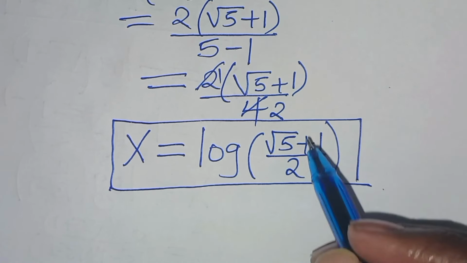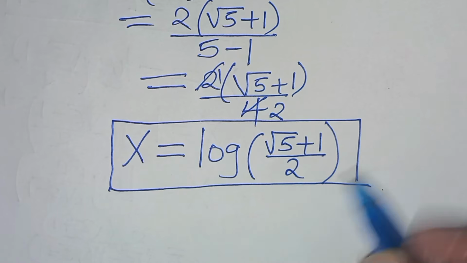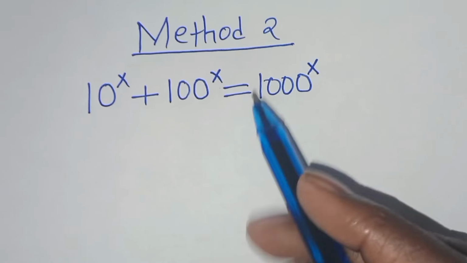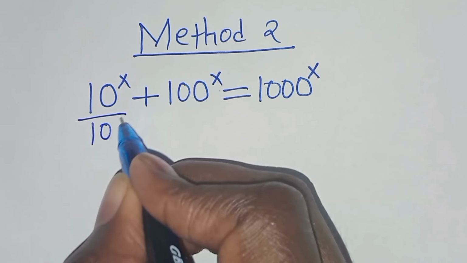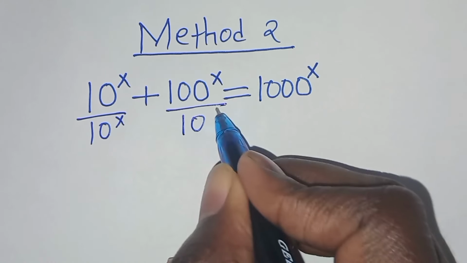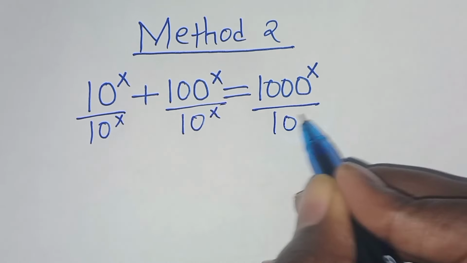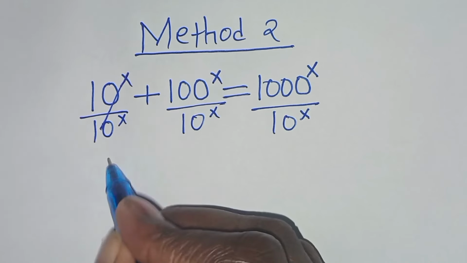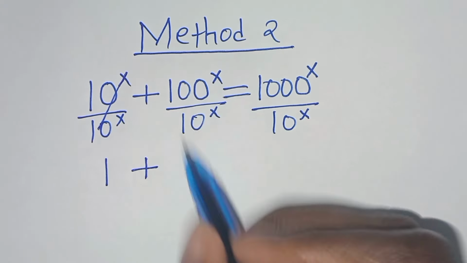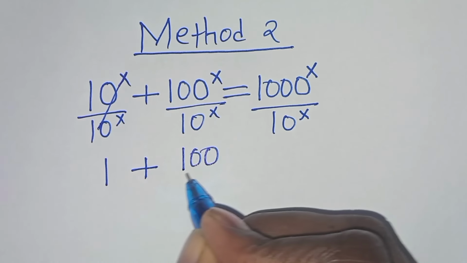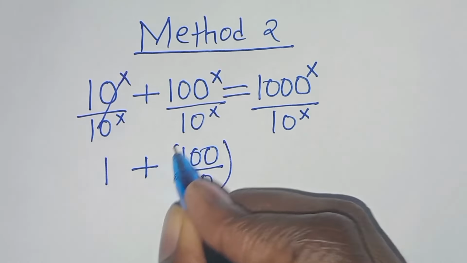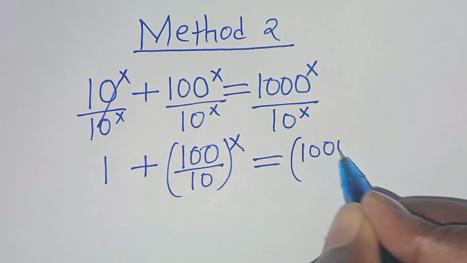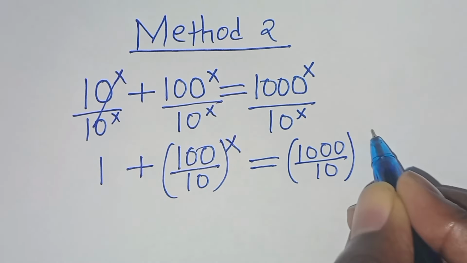Let's solve for the value of x by applying method 2. Now by applying method 2, let's divide both sides by 10 to the power x. Here we have 10 to the power x, and also here 10 to the power x. So this simplifies, so this is 1 plus, we can express this as 100 over 10 raised to the power x. This is equal to 1000 divided by 10 raised to the power x.